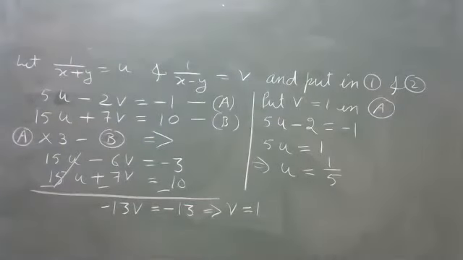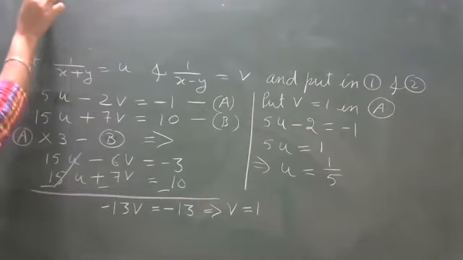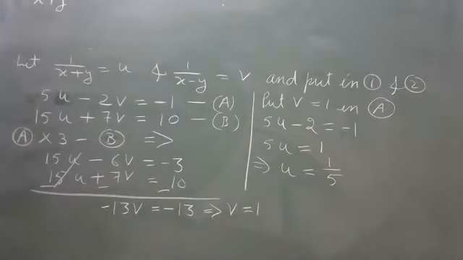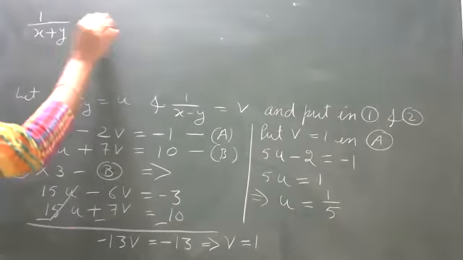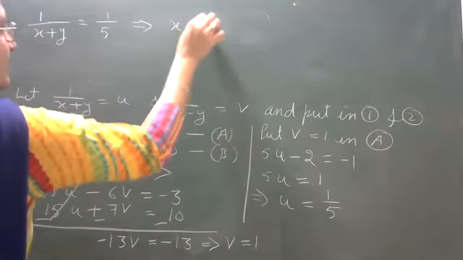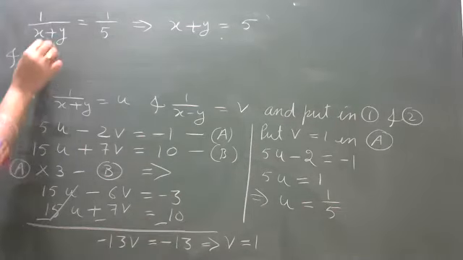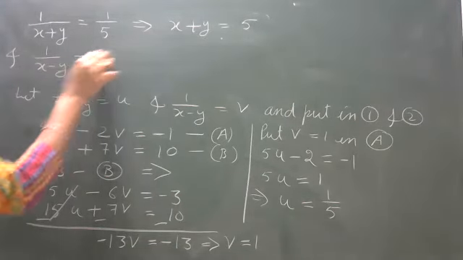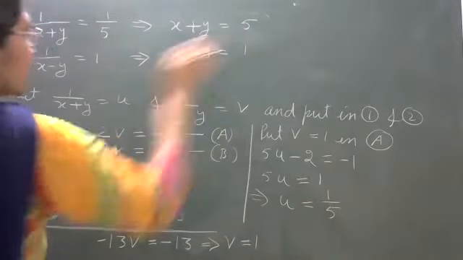The value of u and v. What is u? It is 1 over x plus y. So 1 over x plus y is the value of u, और वो आपके पास कितनी थी, 1 over 5. Taking reciprocals, x plus y is equal to 5. And second value v जिसको आपने कैलकुलेट किया है, 1. So 1 over x minus y is equal to 1. Taking the reciprocal, x minus y is equal to 1.